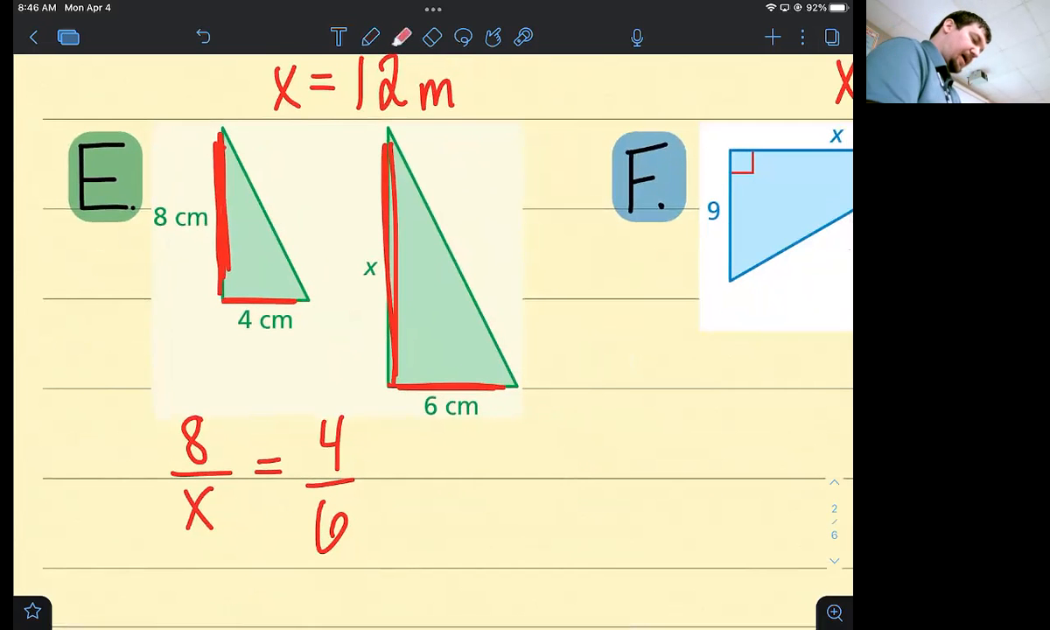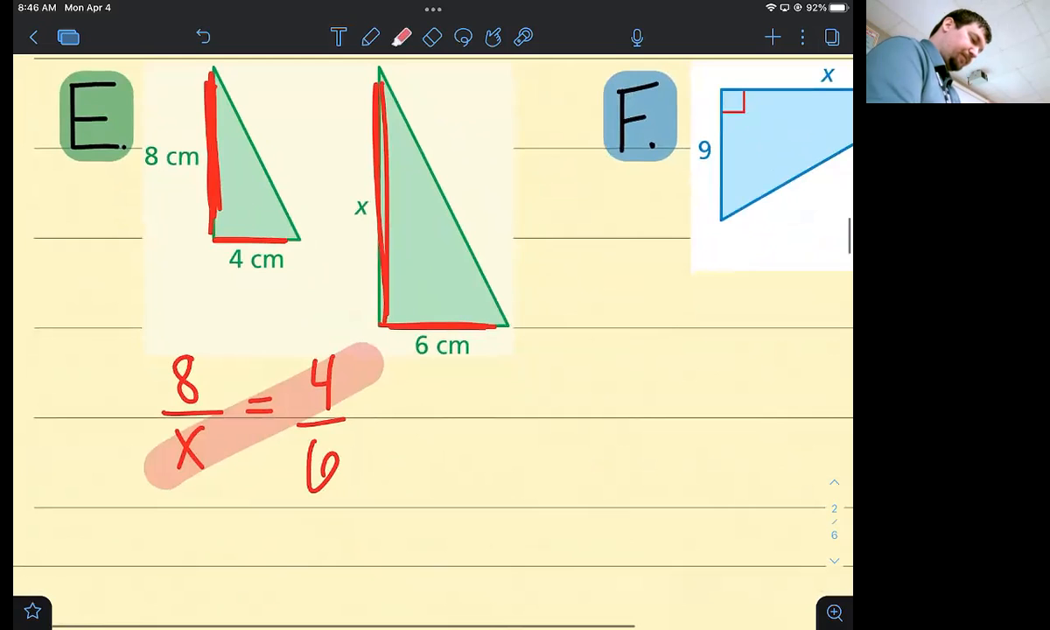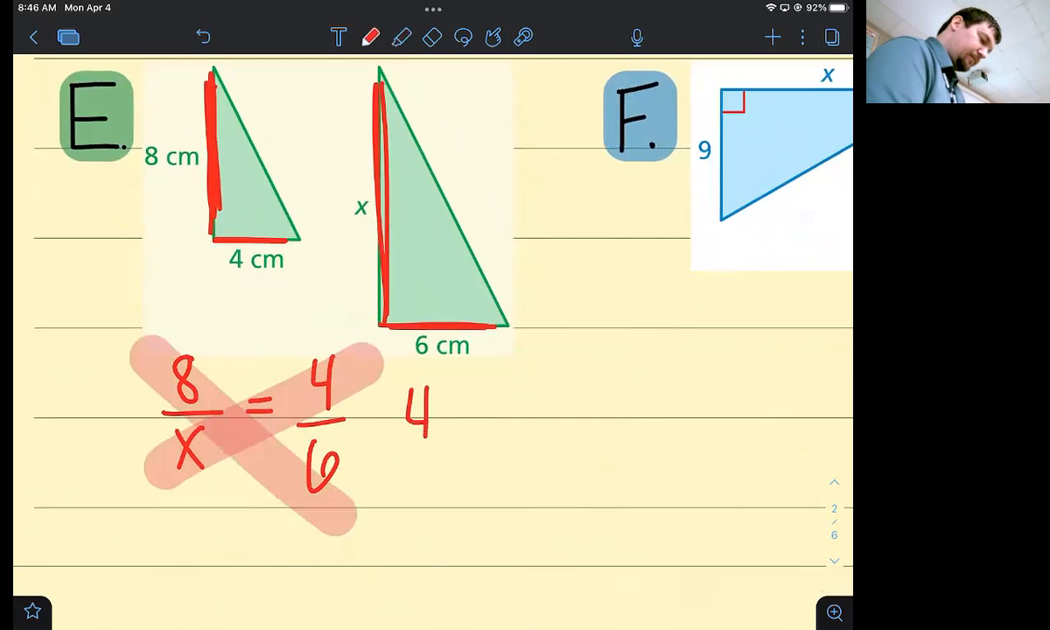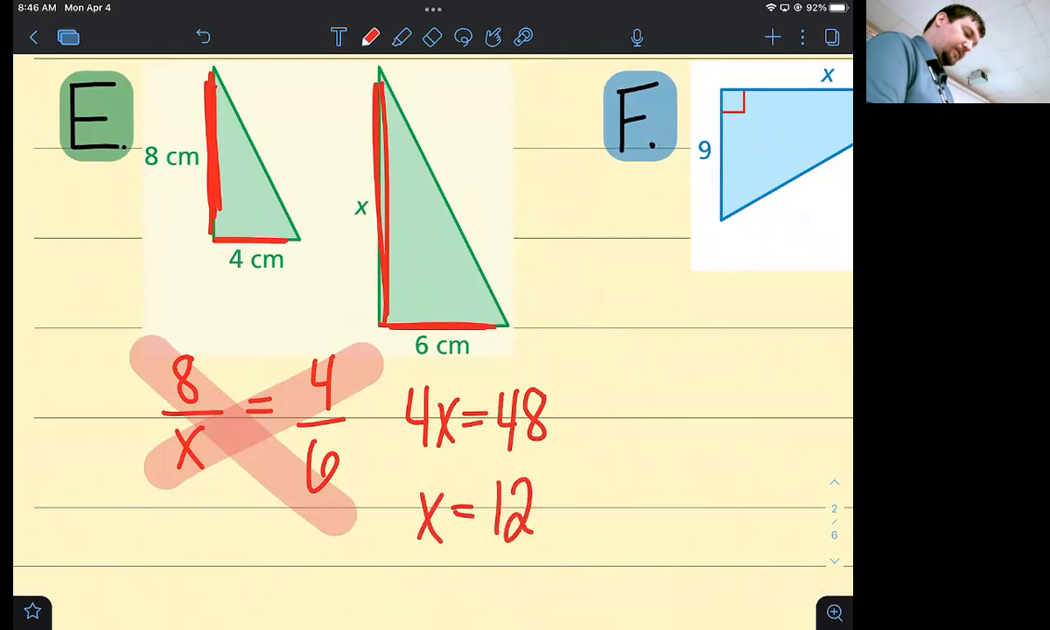So I cross multiply 4x. What's 8 times 6? 48. 48 divided by 4. Let's get 12 again. 12 what? 12 centimeters.